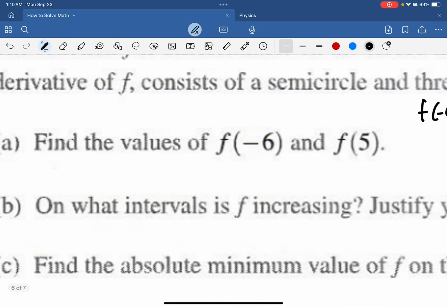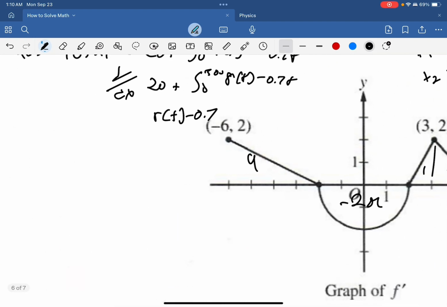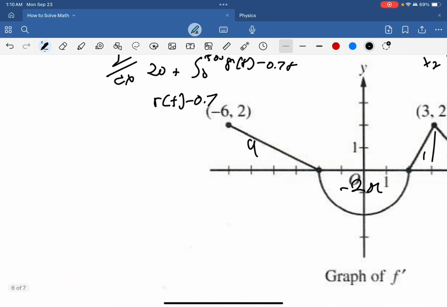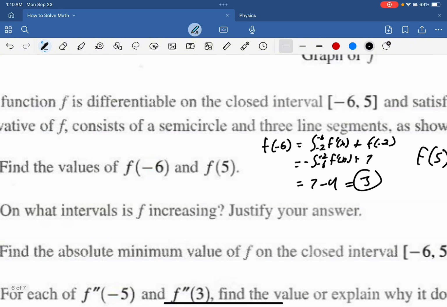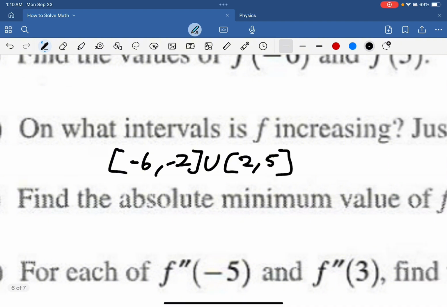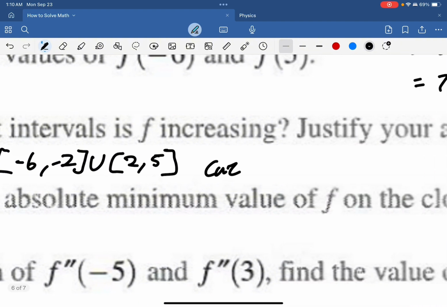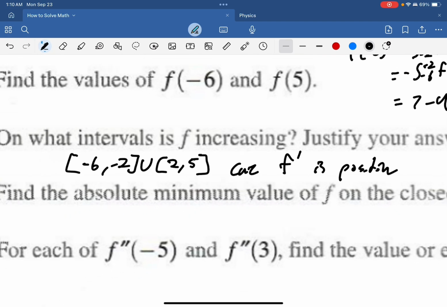And now, on what intervals is f increasing? F increases when f prime is positive. So f prime is positive from here to here, and here to here. So we're going to say on the intervals negative 6 to negative 2, union 2 to 5, because f prime is positive. There you go. That's all you gotta say.